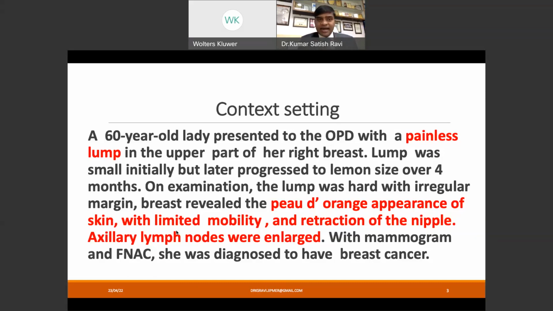Now, to understand from where this breast lump is arising, what is the anatomical basis of the signs observed, like the peau d'orange skin appearance, the fixity of the breast, the retracted nipple, or the enlarged axillary lymph nodes. All these will have an anatomical basis, and we need to understand the detailed anatomy of the breast so that you can understand the case and the clinical condition better.